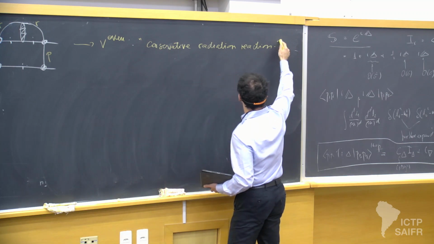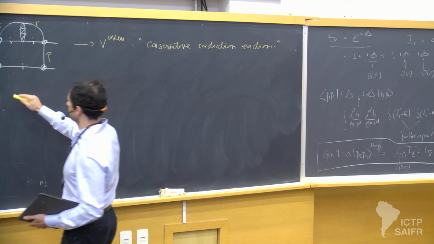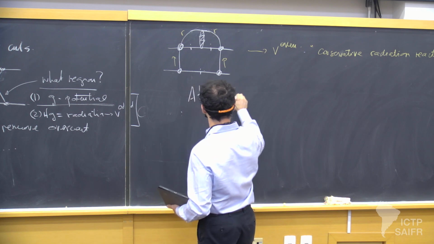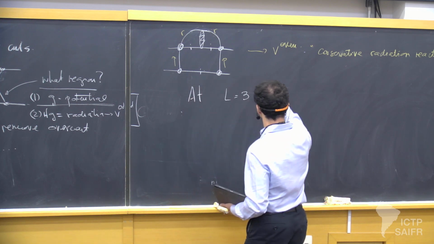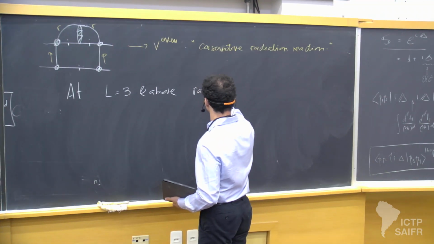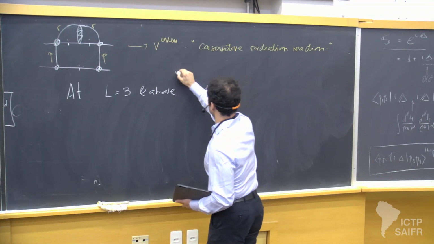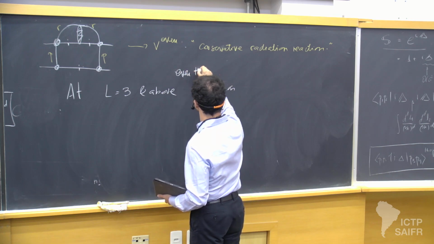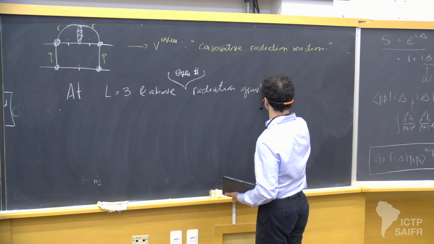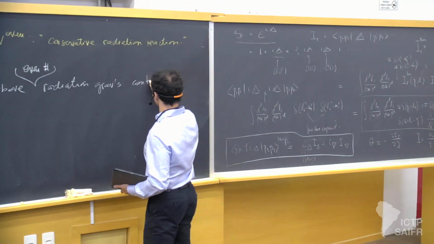So the moral of this little story is that at sufficiently high loop orders, namely at L equals 3 and above, radiation gravitons, an even number of them, contribute to conservative physics.